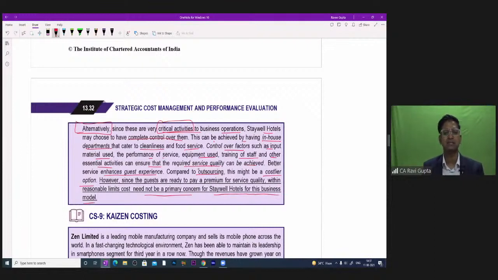So if the guest is ready to pay a premium for service quality, why do you need to outsource services like food services and cleaning services? It's better to have an in-house department so that you can have more control, right?